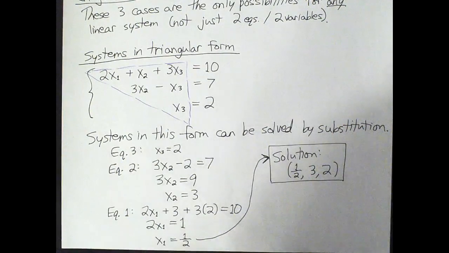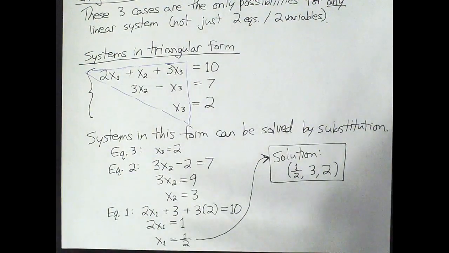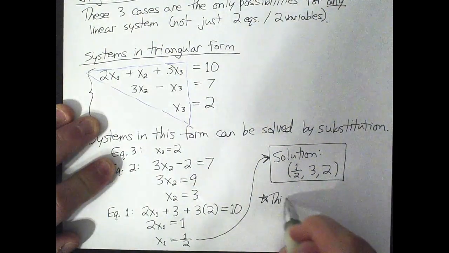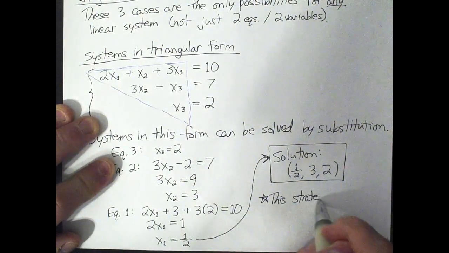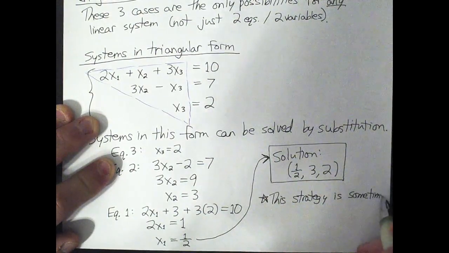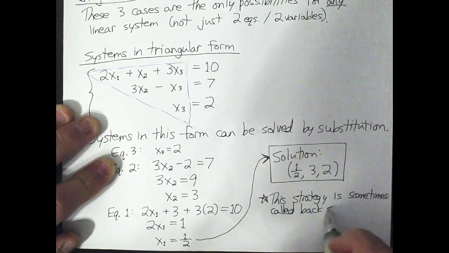The point of all this is that systems in triangular form are easy to solve. We were able to get the solution pretty fast. So that's great if you get a problem in triangular form. Of course, not all systems will be in that form. I also want to tell you that this strategy is sometimes called back substitution.